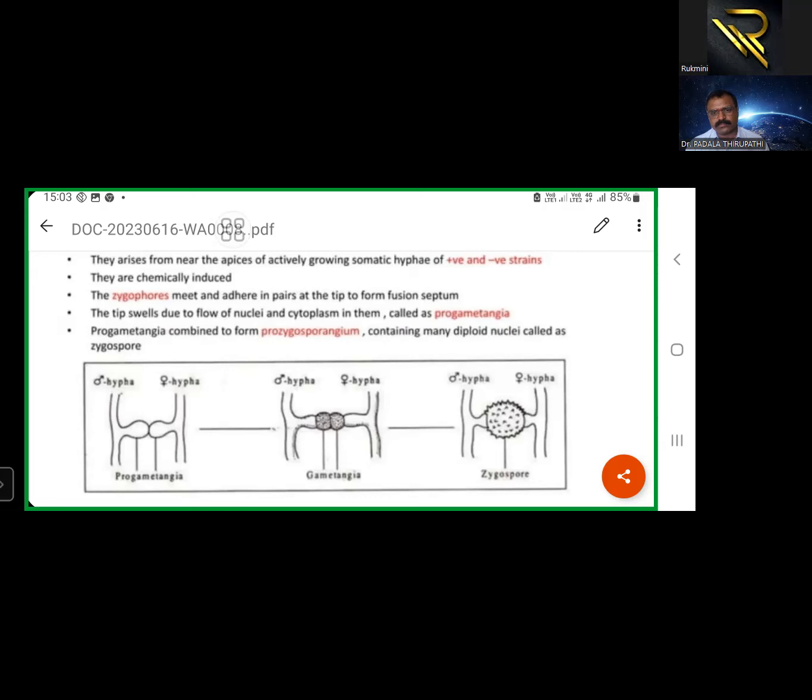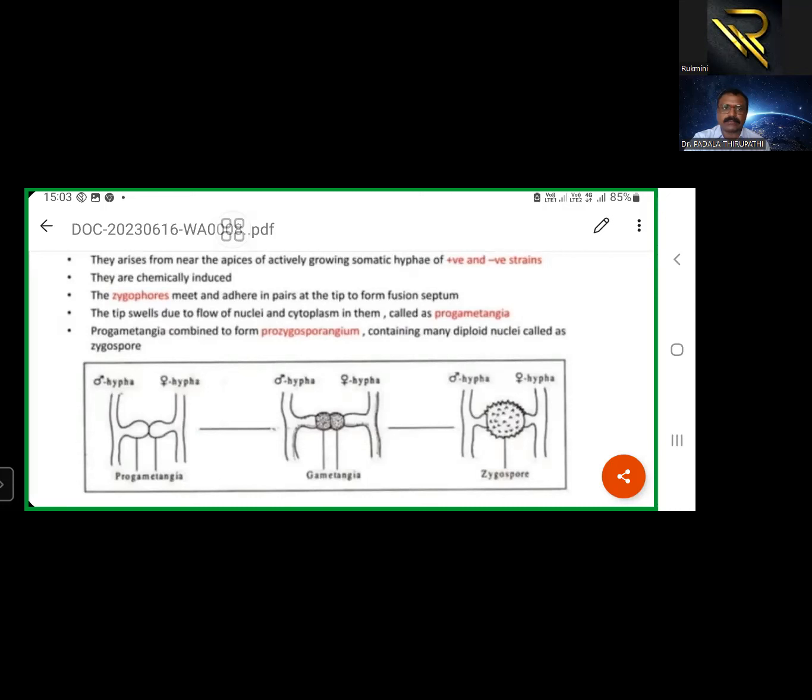This zygospore is surrounded by two wall layers. The outer layer is spiny in nature, and the inner layer is thin in nature. The outer layer is called exosporium, and the inner layer is called endosporium. Like this, with two wall layers, this zygospore will be protected. So zygospore formation takes place by this gametangial copulation method of sexual reproduction.